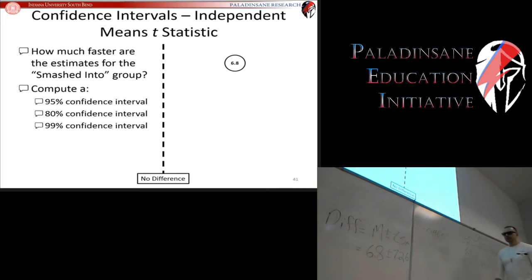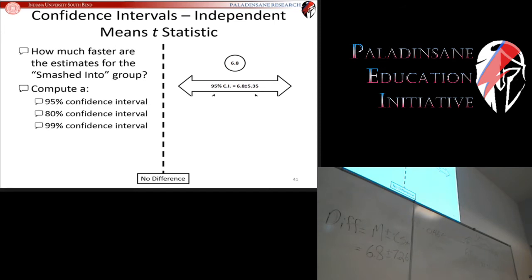But then let's say that the prosecuting attorney steps in and says, well, you need to be 95% sure that it's actually that amount. Are you 95% sure that it's 6.8? And you would say, no, I am not 95% sure that it's 6.8. However, if you want me to be 95% sure, then it's 6.8 plus or minus 5.35 miles per hour.